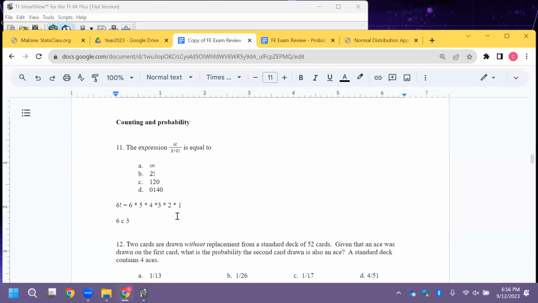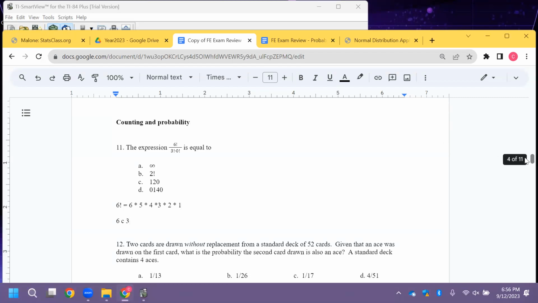So if I do the simple math here, 6 times 5 is 30, times 4 is 120. Then I'm down to 3 times 2 times 1, but that is the same as 3 factorial. So essentially what I need here is 6 times 5 times 4, which is 120. All right, that's that one.